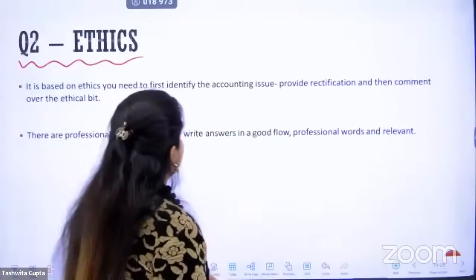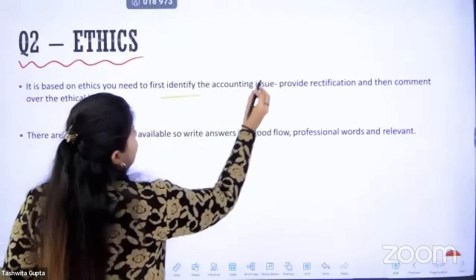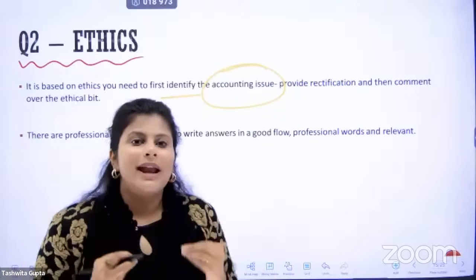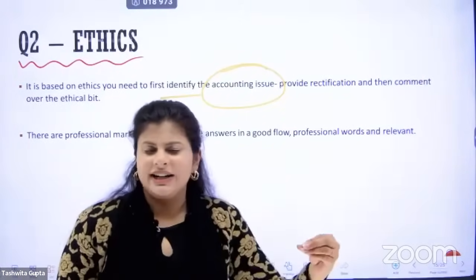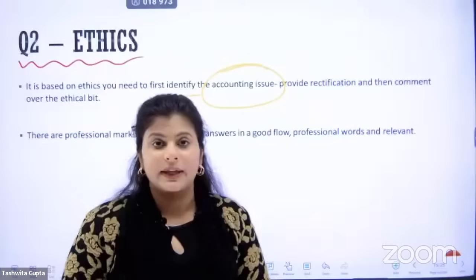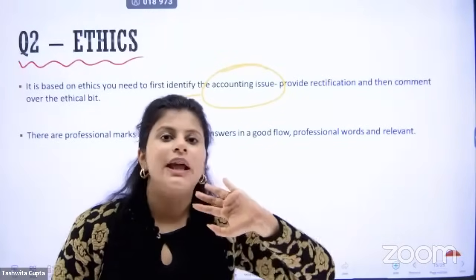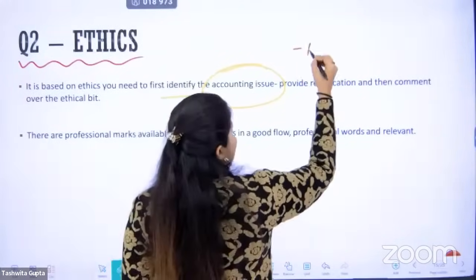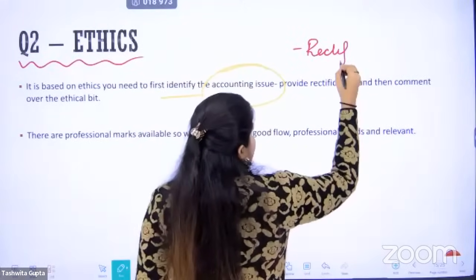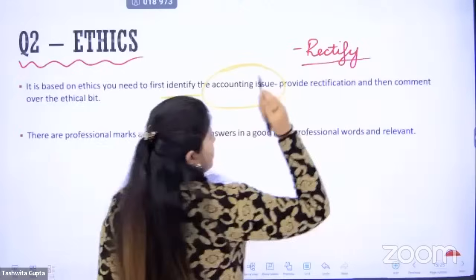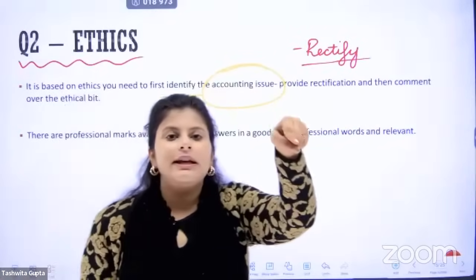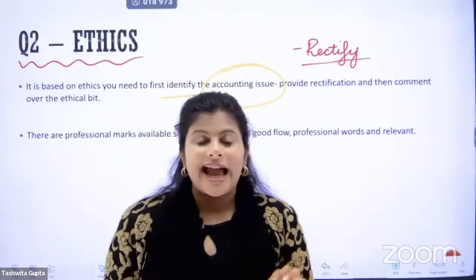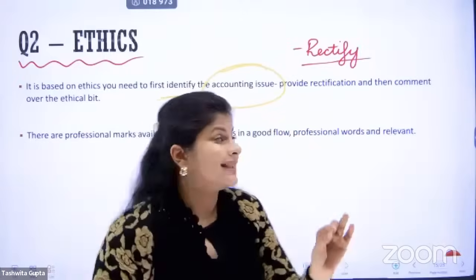So you will see in this question, first you will identify the accounting issue. In the case study, you will see they would be wrongly applying accounting treatment of various standards. For that, you need standard knowledge only. There will be no professional marks for the identification of the mistake. So you will identify the mistake, you will rectify the error. You'll say you've applied this incorrectly, this is the correct treatment and this is the rectifying adjustment entry. And then you will comment upon his ethics.